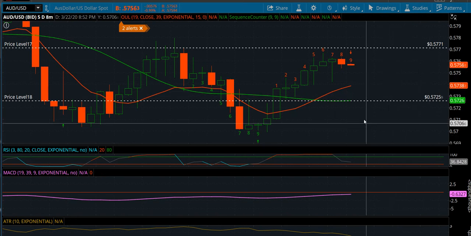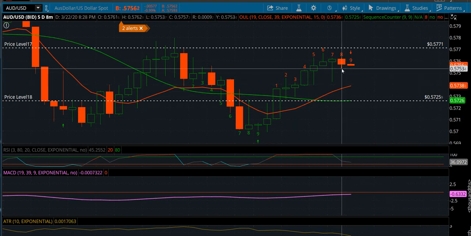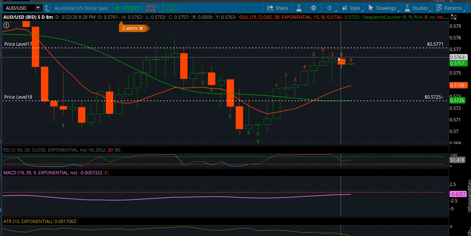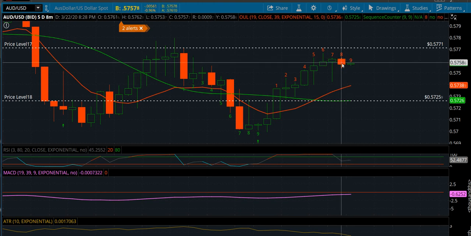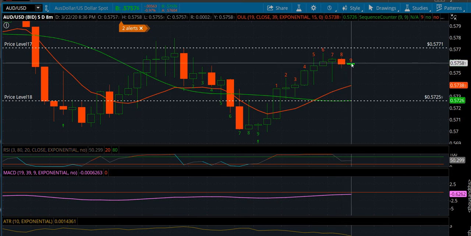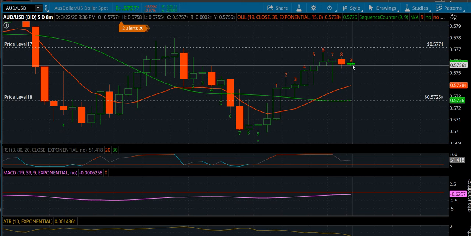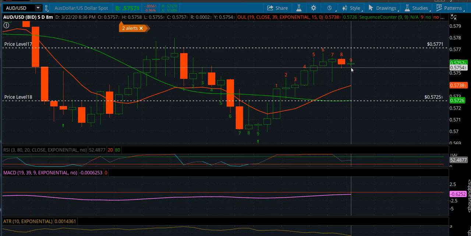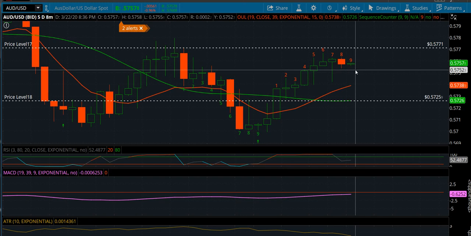Okay, so this bar finally closed, and we have a bearish engulfing candle, don't we? This one completely engulfs the body of this candle. And we're at a 9 count. So if this candle confirms this one, meaning closes lower, we have a confirmed reversal.